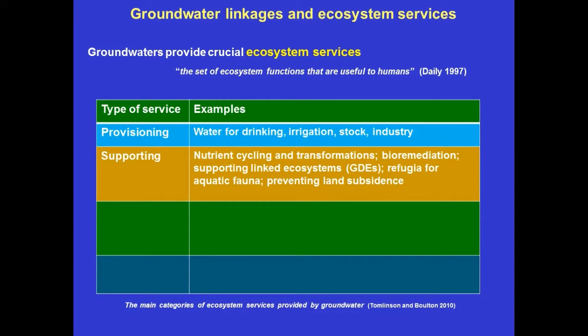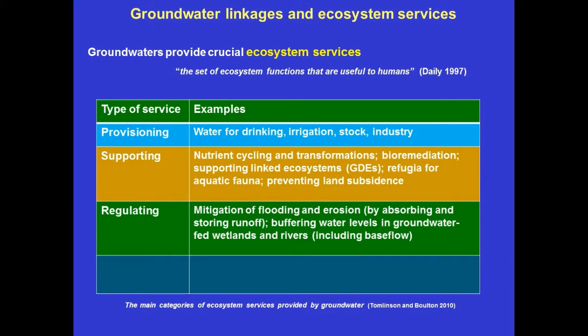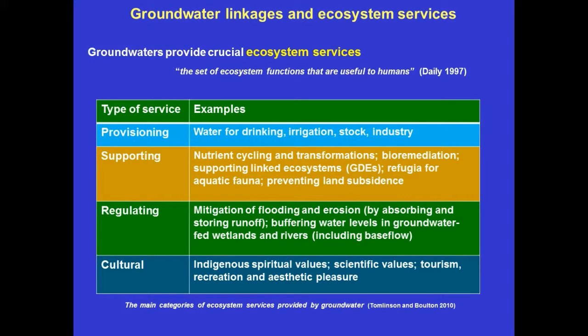Another form of service is the supporting service, in this case for nutrient cycling and transformations, bioremediation, supporting linked ecosystems, GDEs stand for groundwater dependent ecosystems, and even in a literal sense, the supporting service of preventing land subsidence. Another type of service is the regulating service, and that is one where flooding and drying and erosion can be mitigated by the presence of groundwater in standing and running waters. And many rivers are fed by base flow, which is effectively groundwater coming through and supporting river flow for much of the time. And finally, there is the cultural ecosystem service.